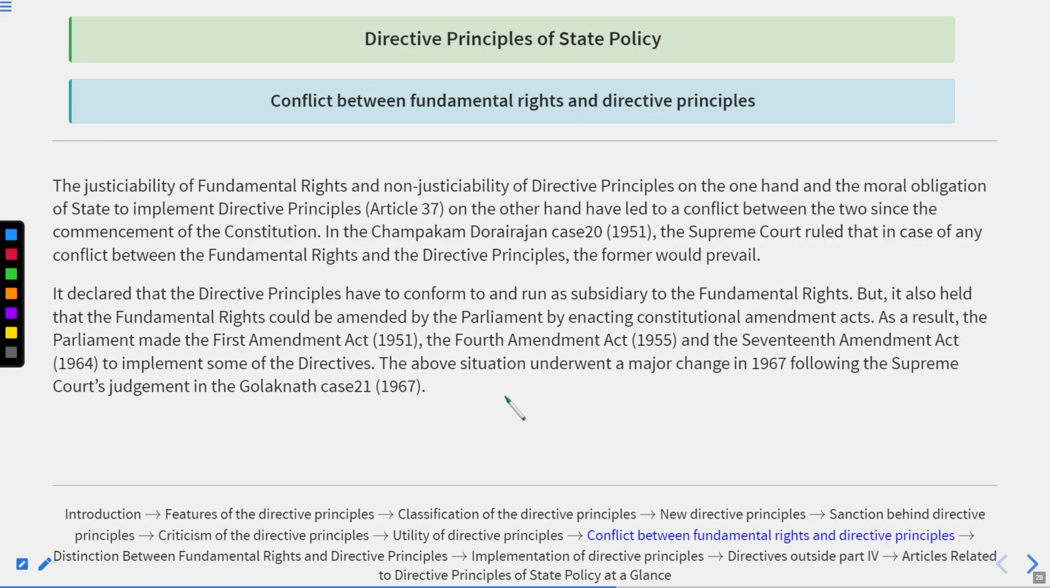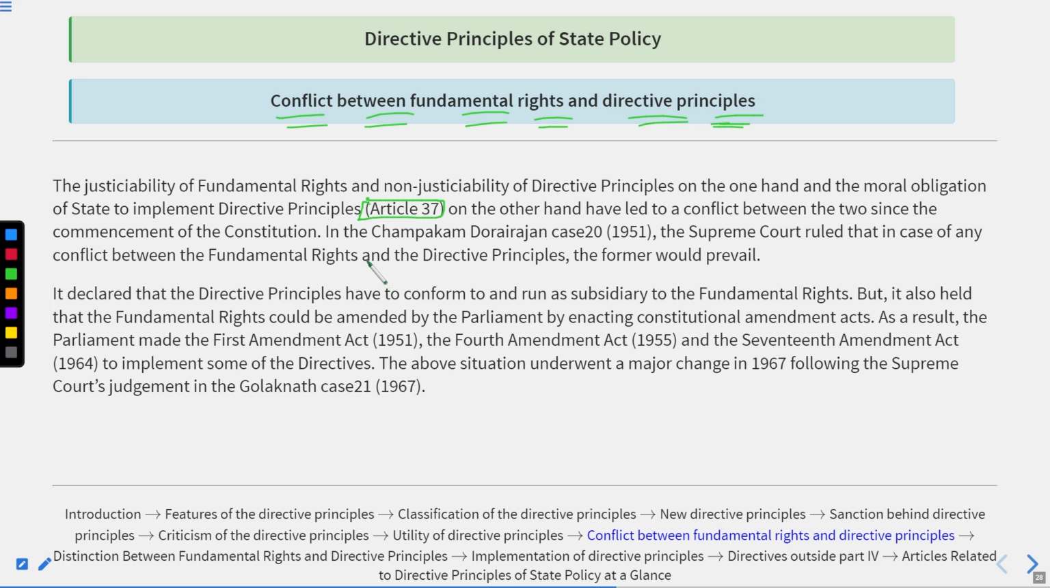Thereafter, another topic which we have is the conflict between the fundamental rights and the directive principles. The justiciability of fundamental rights and non-justiciability of the directive principles on one hand, and the moral obligation of the state to implement directive principles, Article 37, on the other hand, have led to the conflict between the two since the commencement of the Constitution.